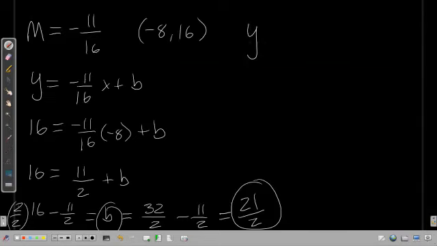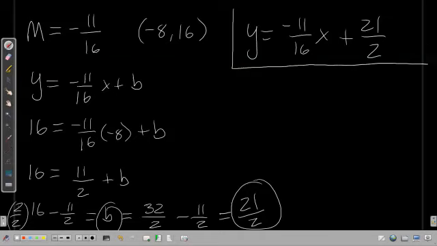So now I can write my slope-intercept form. It is y equals minus 11 over 16x plus 21 over 2. There's my slope-intercept form. Now I want to put it into standard form. So it needs to look like ax plus by equals c.